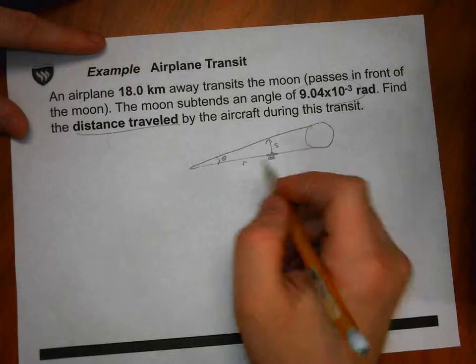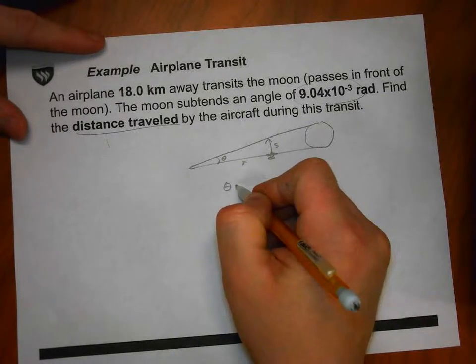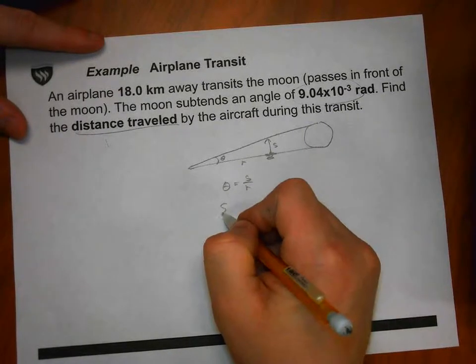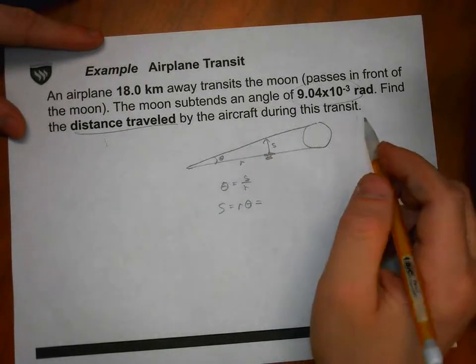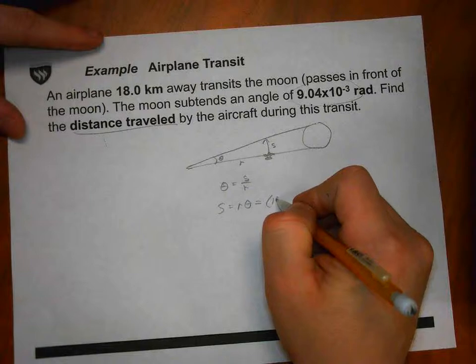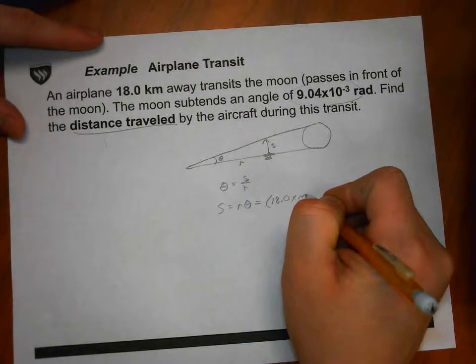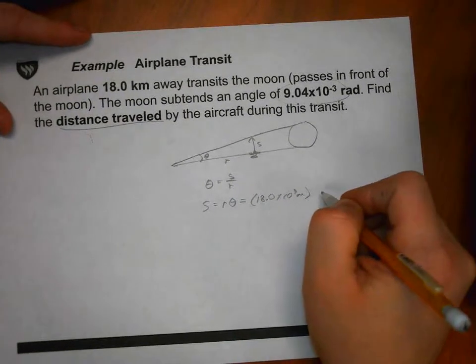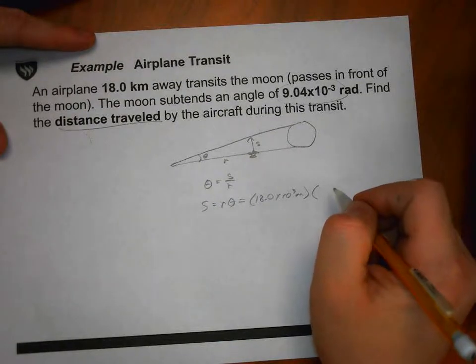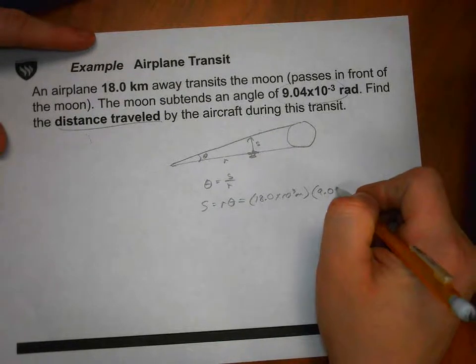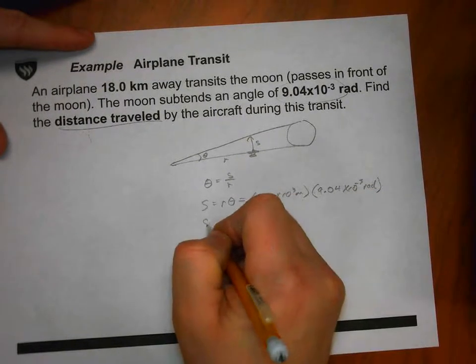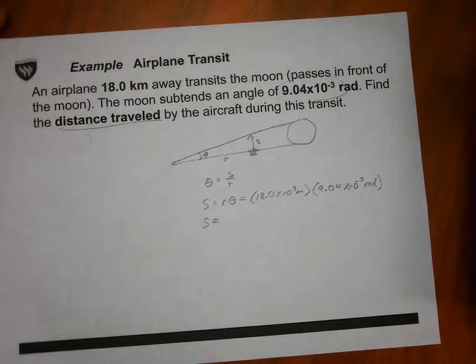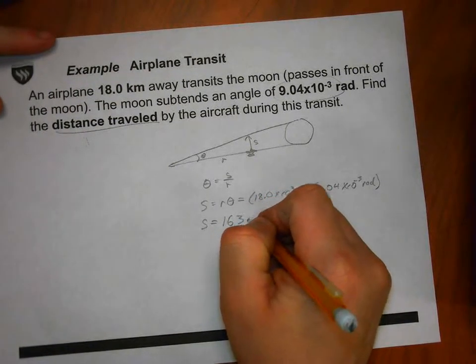So we want the distance traveled. So theta equals S over R, S equals R theta. R equals 18.0 times 10 to the 3rd meters, and theta is 9.04 times 10 to the negative 3rd radians. So the path length traveled by the plane is 163 meters.